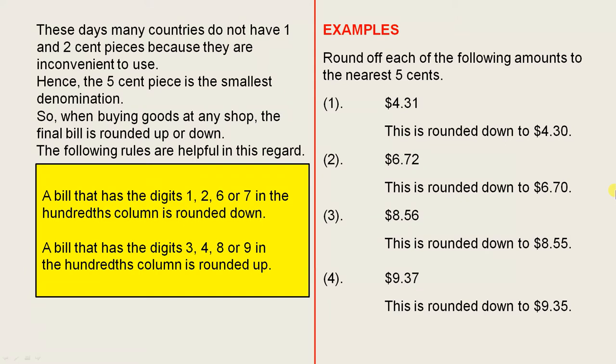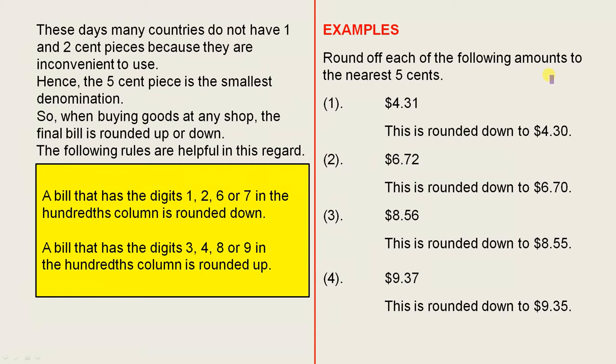The following rules are helpful in this regard. A bill that has the digits 1, 2, 6 or 7 in the hundredths column is rounded down. A bill that has the digits 3, 4, 8 or 9 in the hundredths column is rounded up. Let's see how these examples work. These rules will help us to do the following problems.